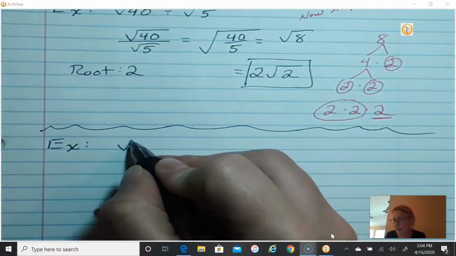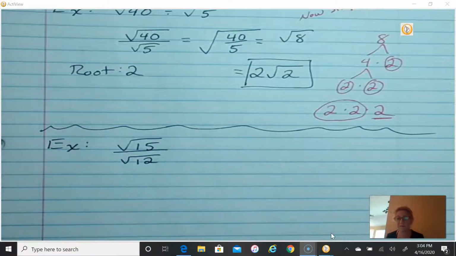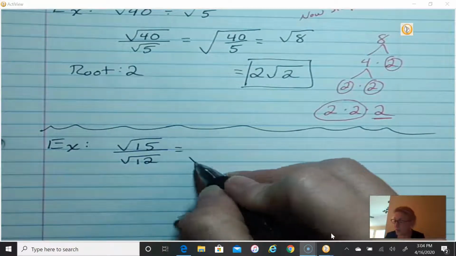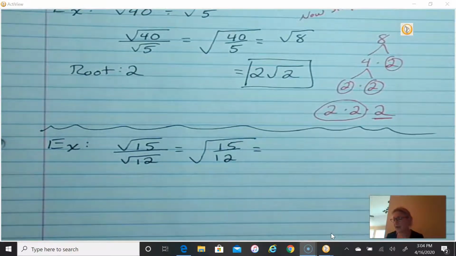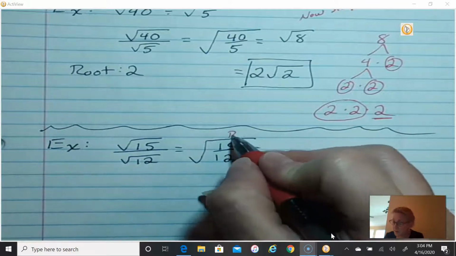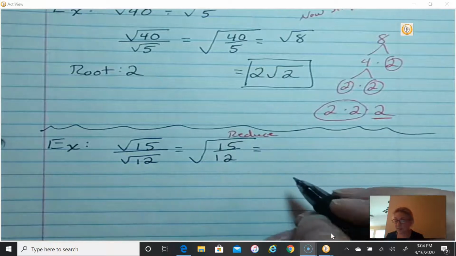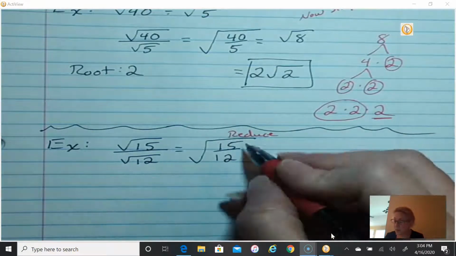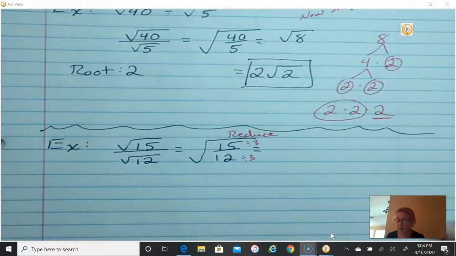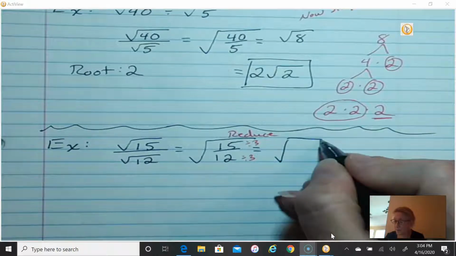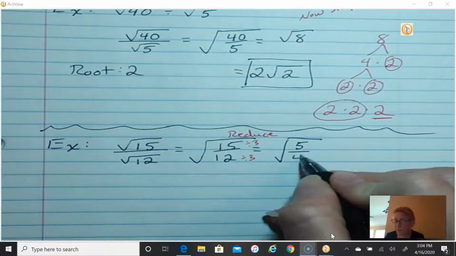All right. If we have radical 15 over radical 12, put it all under one. Now we reduce those fractions, or that fraction. 3 goes, remember we can divide by 3. So 15 divided by 3, don't forget that radical sign, is 5. 12 divided by 3 is 4.